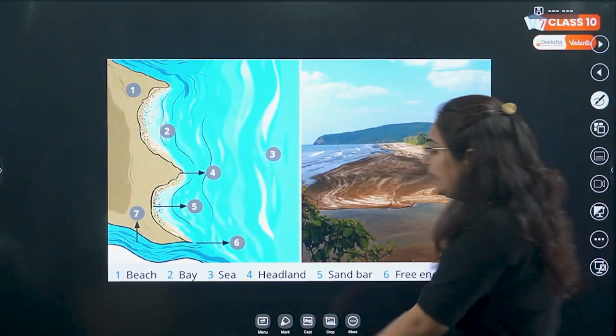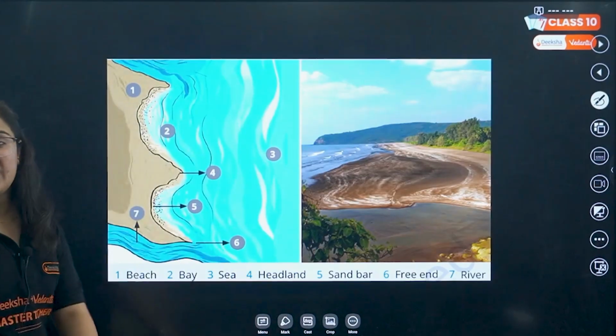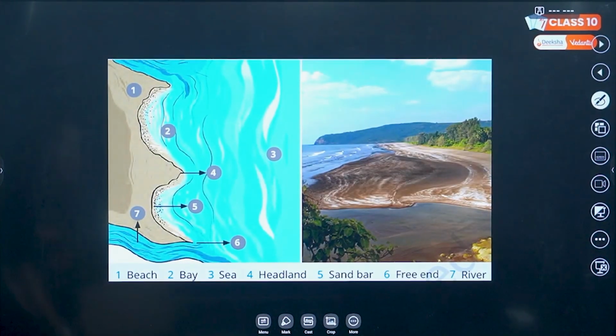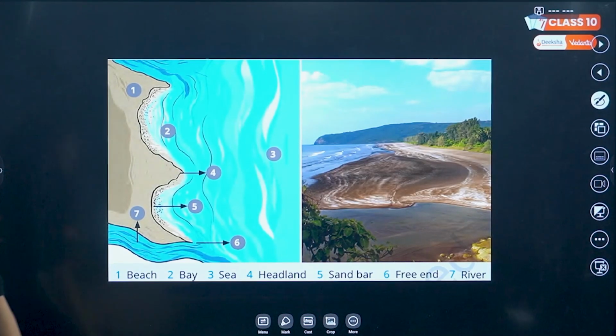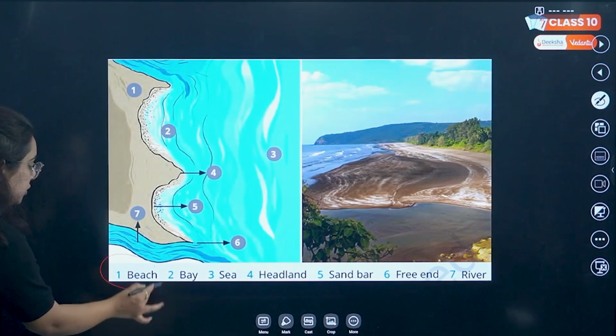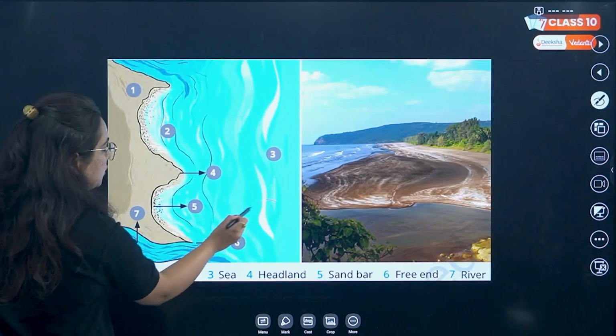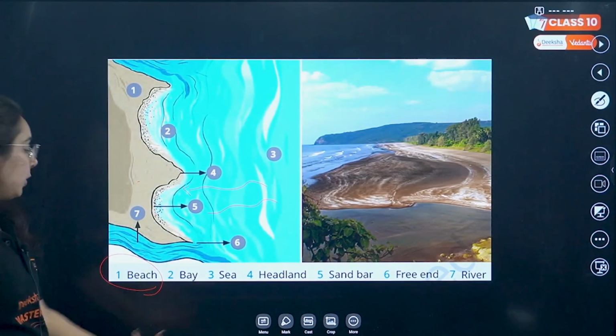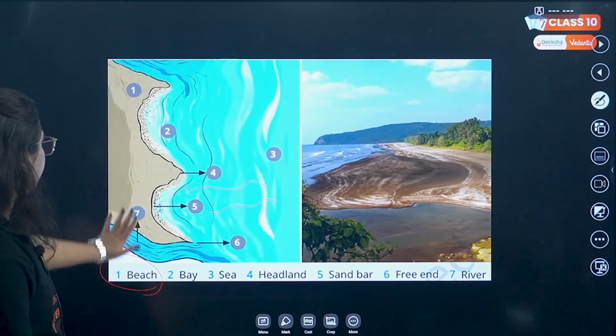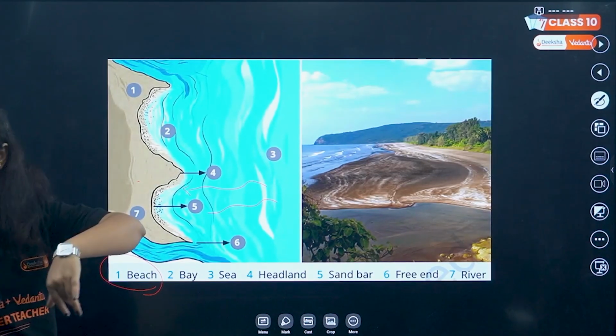So here, because of oceanic waves, tides and currents, different landform features are formed. Like when you go to the beach, you will see what is happening. This ocean is bringing the sediments, getting it deposited, forming a feature like what? Beach.